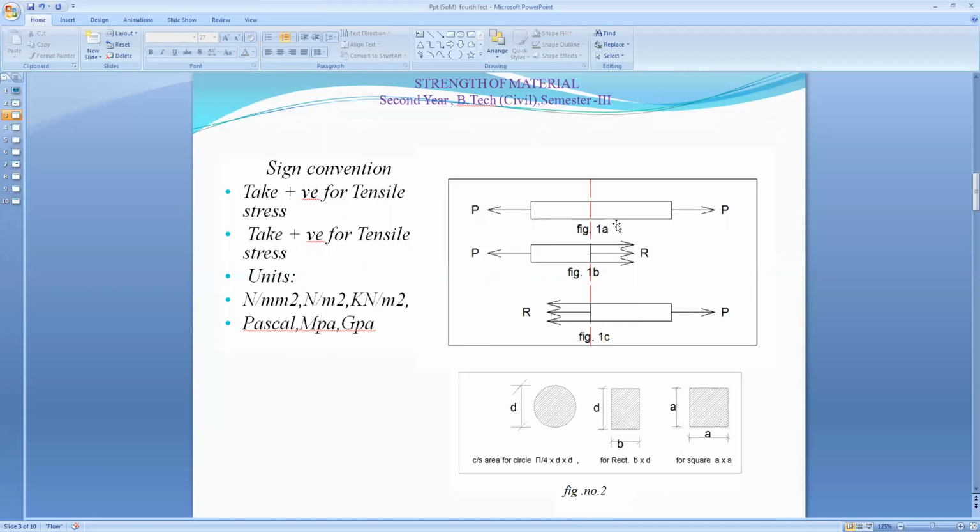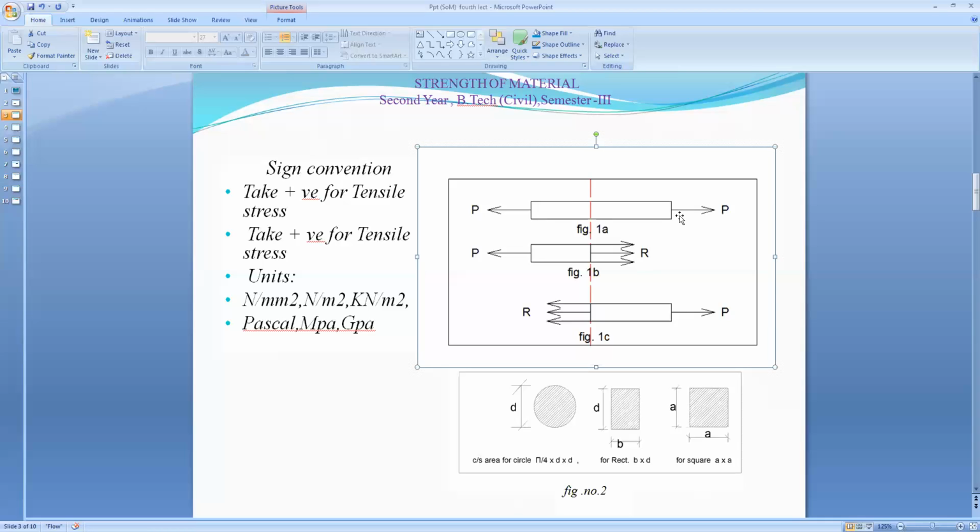Figure 1 has three figures, figure 1A, B, C. In that, figure 1A is a bar which is subjected to capital P, pulling away from the body, acting both ways, leftward as well as rightward. When we cut the body, when we take a section, suppose XX section, from point A to point B. Point A and point B are the beginning point as well as the end point of the bar.